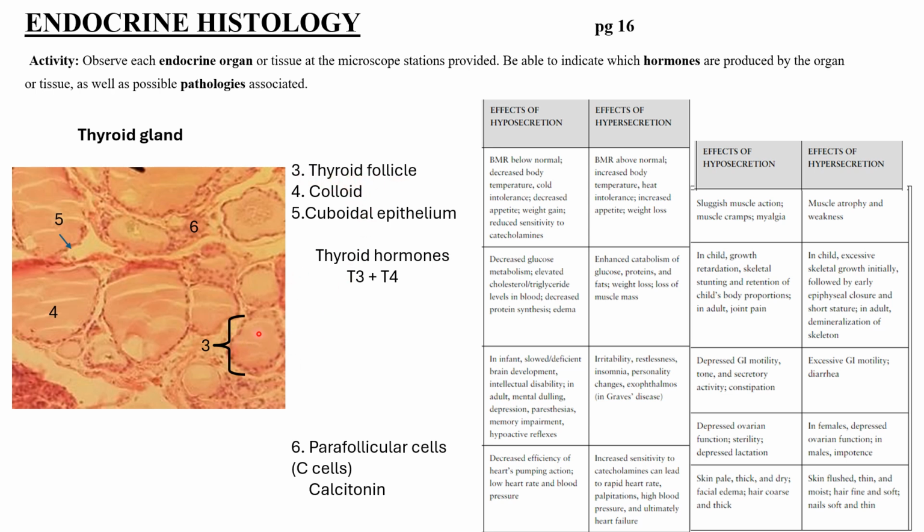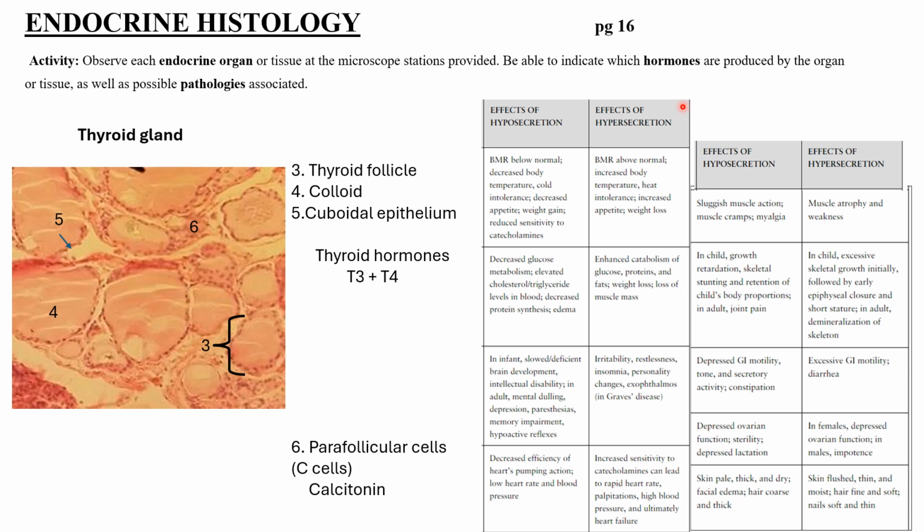And then this pinkish structure inside the thyroid follicle, this is colloid. This thyroid follicle is lined by cuboidal epithelium, also known as follicular cells. These follicular cells synthesize the thyroid hormone, and they store it inside the thyroid follicle attached to the colloid. The thyroid hormones are T3 and T4, and these are the effects of hyposecretion and hypersecretion.